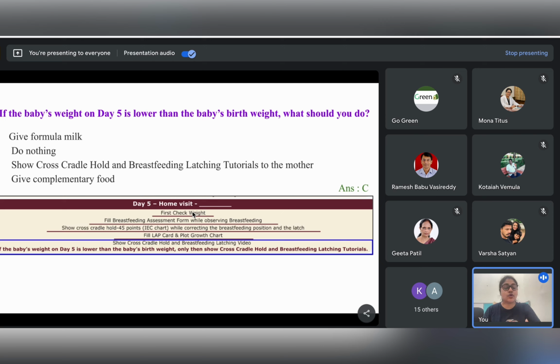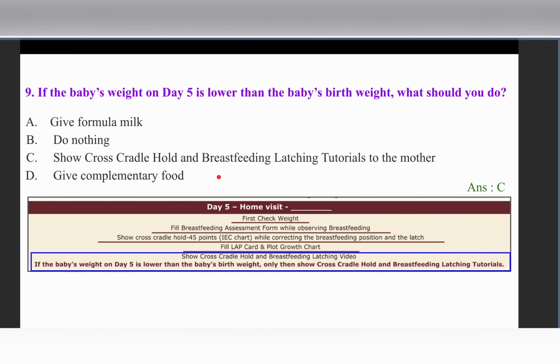So after observing the mother, it is very important to educate her and also to motivate her to employ the breastfeeding techniques effectively, right? As to how the proper latching can be achieved and how the nipple feeding can be avoided. So all these things need to be communicated to the mother, and that can be done through letting her know about what is a cross cradle hold and what are the different breastfeeding techniques and how the latching can be done. So that can be done through the tutorials, right? So the correct answer is option C.